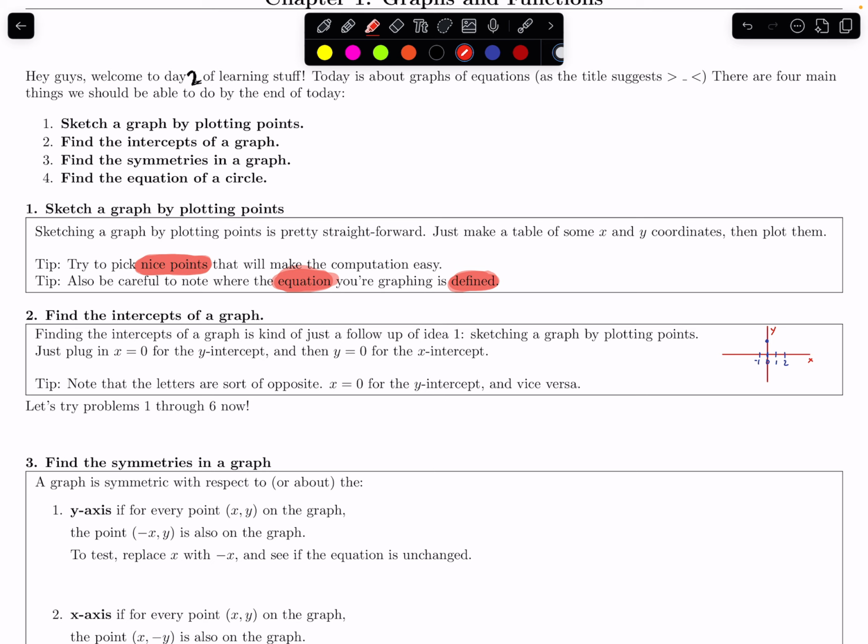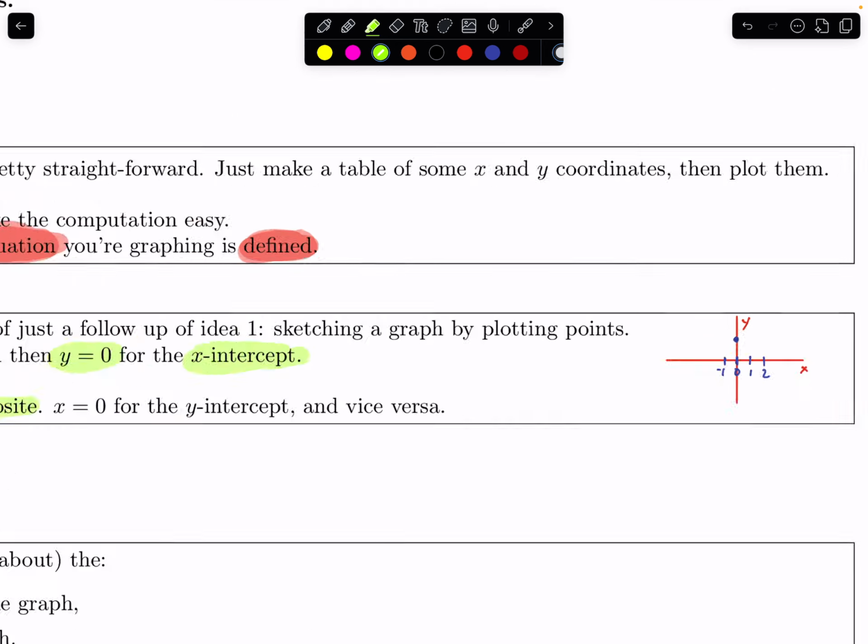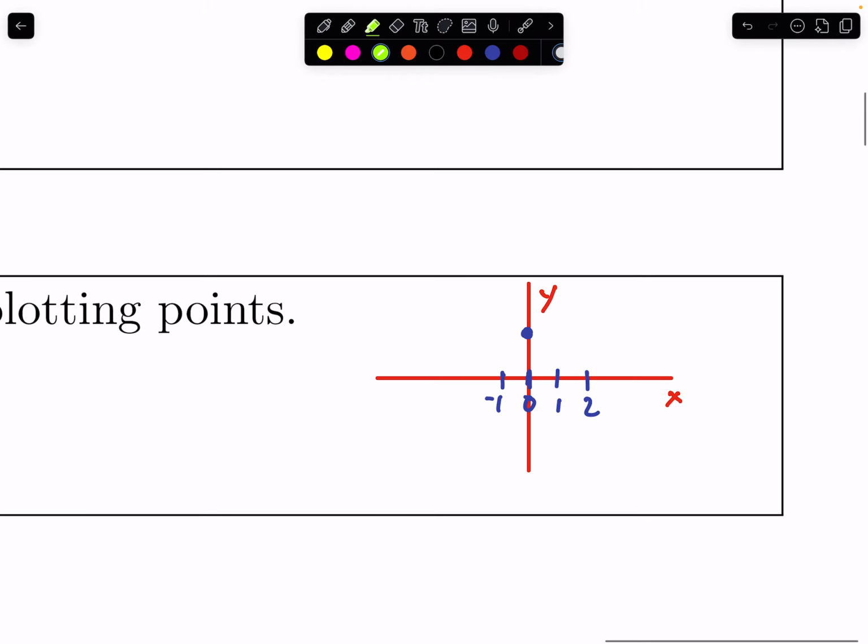And when you're finding intercepts of a graph, if you want the y-intercept, you plug in x as 0. And then if you want the x-intercept, you plug in y for 0. So just a tip, note that the letters are opposite. And why is that? Let's just look at a quick picture here.